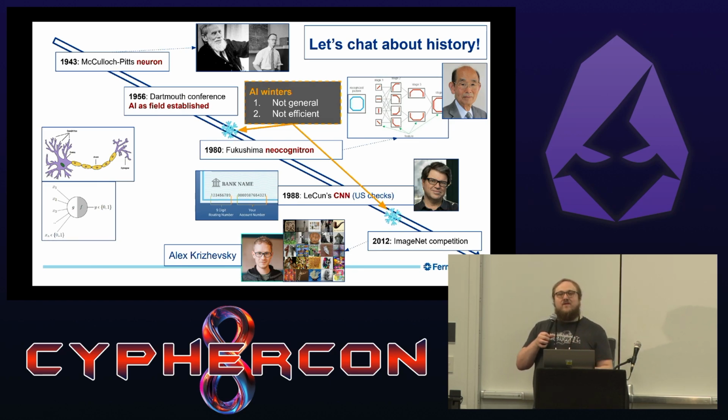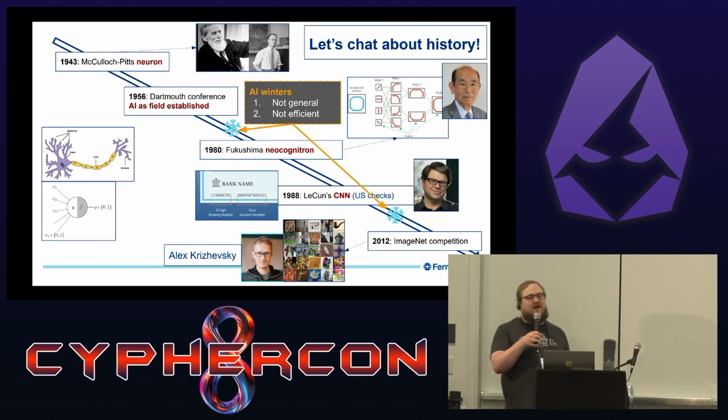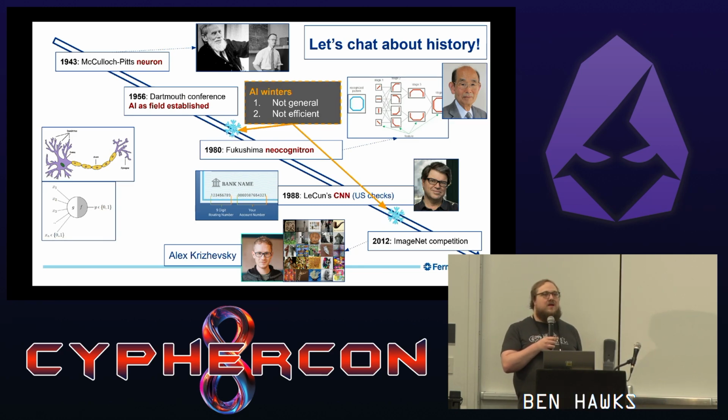Finally, we had a little bit of an uptick in the 80s with neocognitron and CNNs, and we figured out kind of how to get past that generalizability issue. But we had another AI winter in the late 80s, early 90s, because we found out that neural networks are very compute and data intensive. And so they were not very efficient to train.